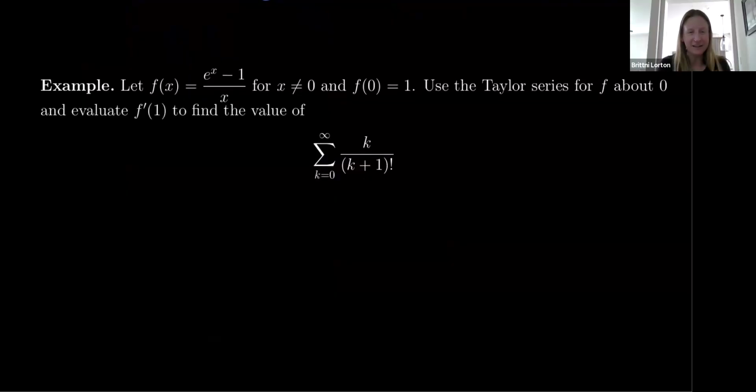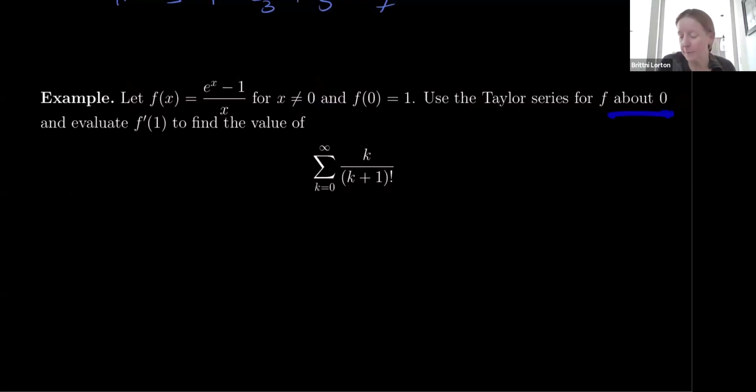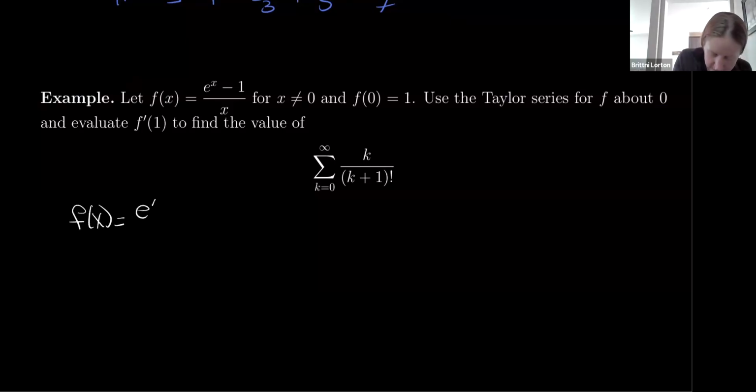So f of x is equal to (e to the x minus 1) over x, for x not equal to 0, just don't divide by 0. Okay. All right, use Taylor series, centered about 0, so that's the Maclaurin series, to evaluate f prime of 1. Let's find a derivative. We can find a derivative. So let's do this. f of x is equal to (e to the x minus 1) over x.